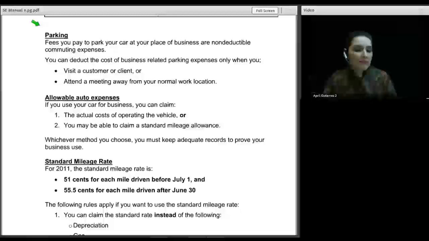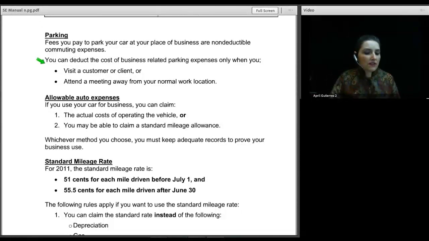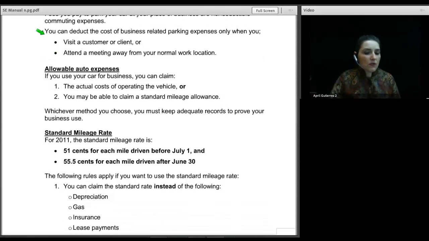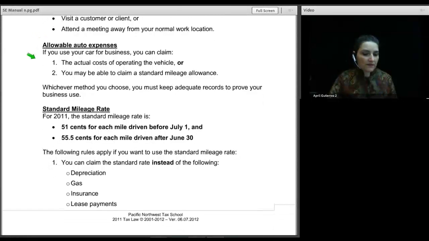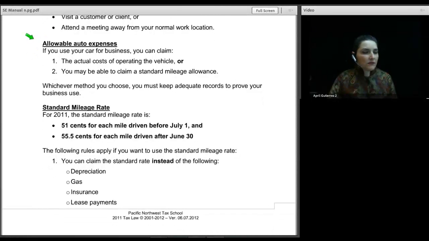So when can you claim parking? You can claim parking when you pay to visit a customer or a client, or when you are attending a meeting away from your normal work location. Allowable car expenses. If you use your car for business, you can claim the actual cost of operating your car or the standard mileage allowance. If you are claiming either method, you still have to keep accurate records to prove your business use. The records are mandatory. They're not optional. Whether you claim actual or standard, you have to have records.